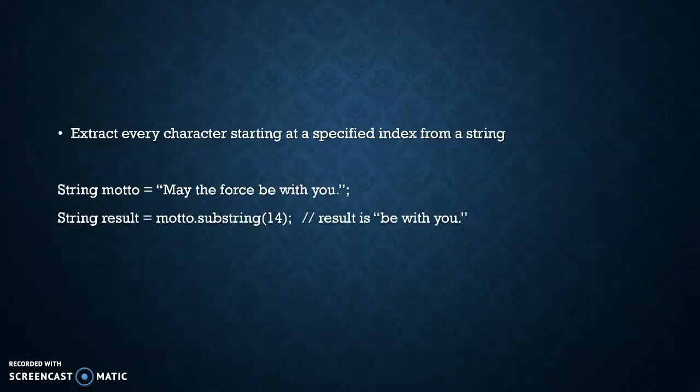It will extract every character starting at the specified index from a string. So in this particular instance, I've got motto, which is of type String and it has the value "May the force be with you". And I've used motto.substring(14), so that means it's going to go to the 14th index position starting with 0, and it's going to extract everything from the 14th index position to the end of the string, which would be "with you".